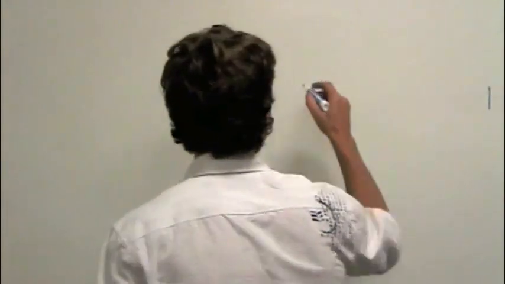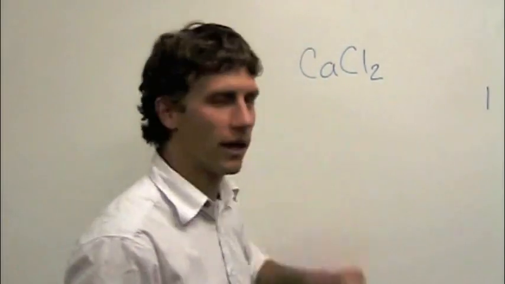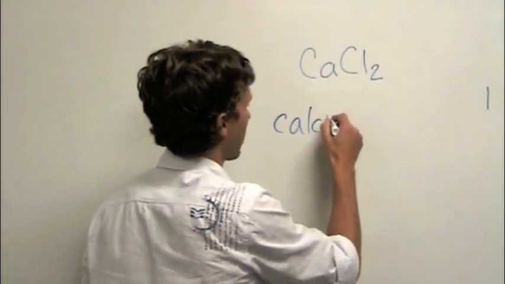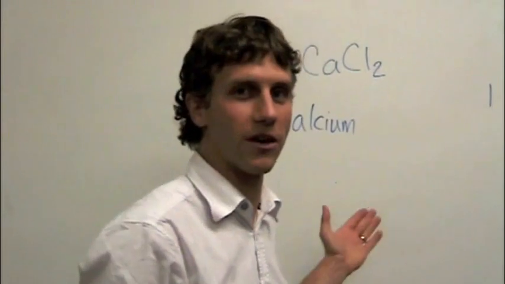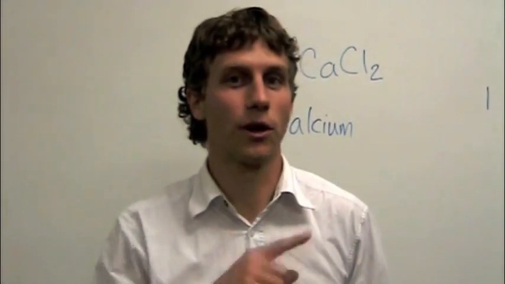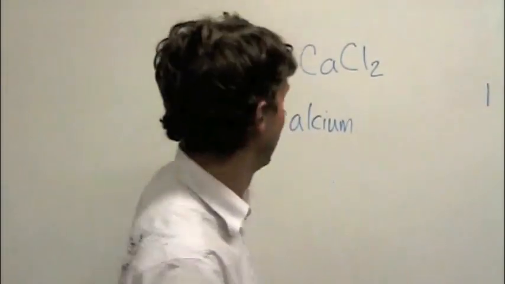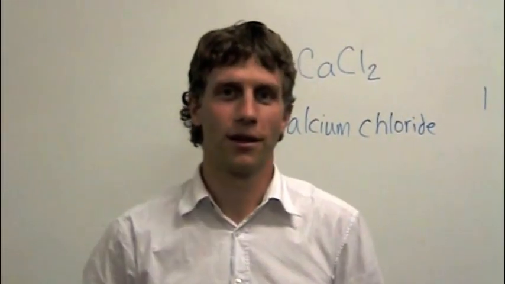Let's try some now from formula to name. Let's start with CaCl2. For these ones, we first start with the metal ion. Ca is calcium. And Cl is chlorine. And so it's calcium chlorine, but we change the chlorine to chloride. We change the last part of the name to end in IDE. So, calcium chloride. There you go.